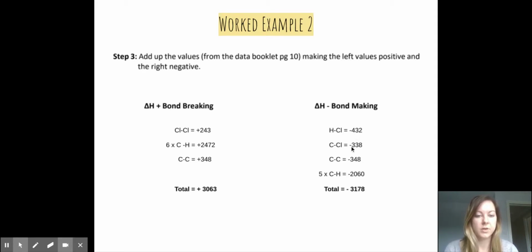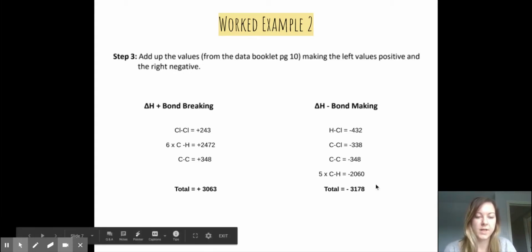Carbon to chlorine is 338. Carbon to carbon, like the other side, is 348, but it's got a negative this time. And 5 carbon to hydrogens is minus 2060. So that gives us a total value of negative 3178.